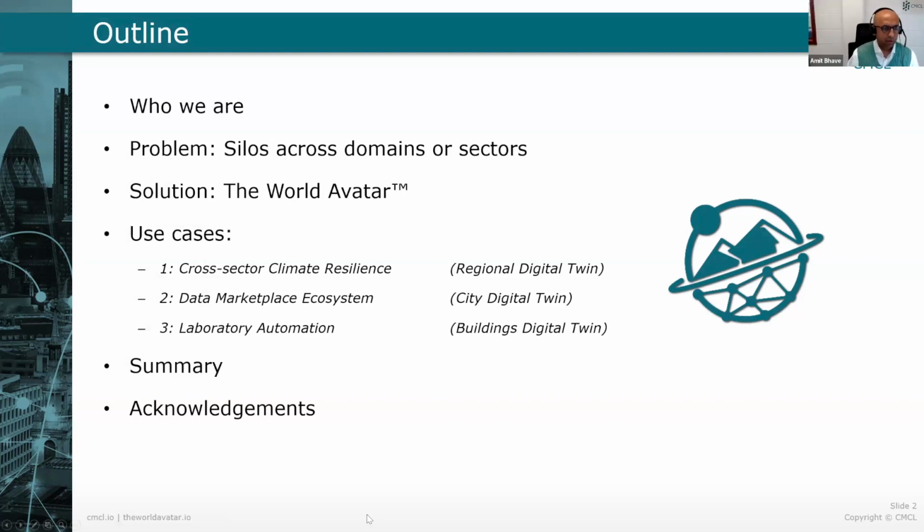So that's the outline of my presentation. I'll just quickly introduce CMCL first, then talk about the intrinsic problem with regards to silos. This is data, information, knowledge silos across domains and sectors. Then I would like to present the solution that we are working on, which is called the World of TAR. It's very much an overarching architecture, a digital ecosystem architecture. So I would like to present that. And then I would like to cover 3 use cases, as Mark introduced.